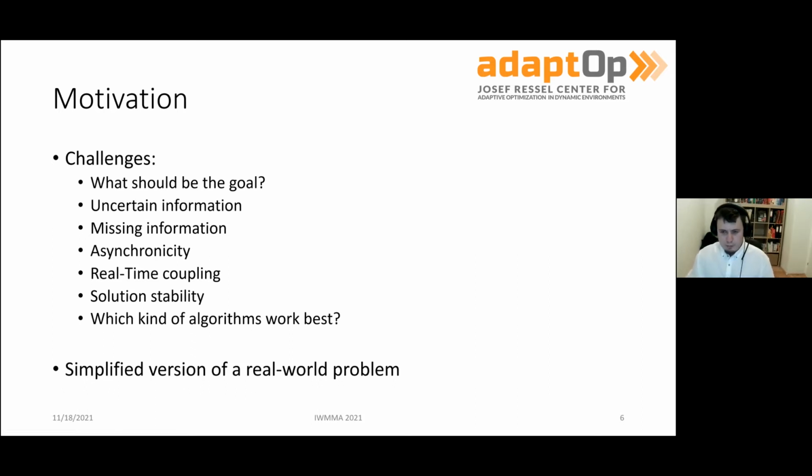And then there is the problem of real-time coupling. I want to elaborate on that. Usually for many academic scenarios, you define the computational budget that your algorithm has in the form of, well, number of evaluations.